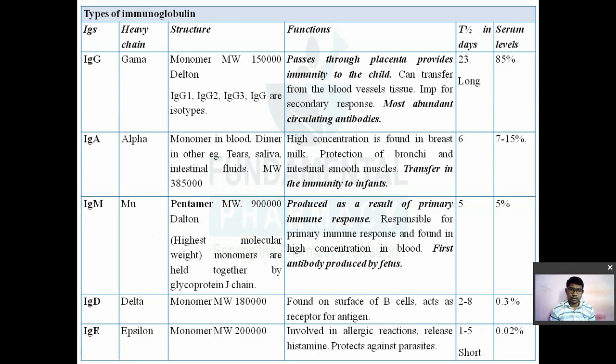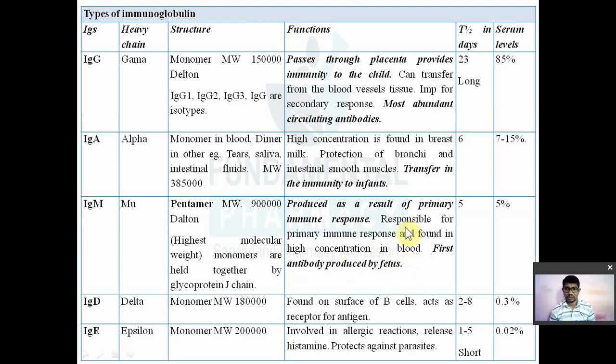What is the molecular weight? Molecular weight is 9 lakh Dalton, so it is the highest molecular weight containing antibody. Monomers are held together by glycoprotein J chain, and monomers also have disulfide bonds. Remember, this antibody is produced as a result of primary immune response. Which antibody is produced first? Immunoglobulin M. It is responsible for the primary immune response and found in high concentration in the blood.